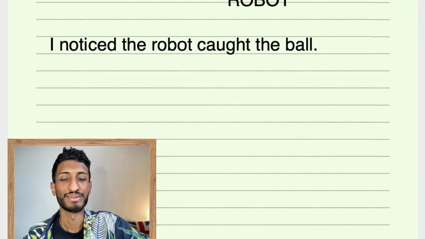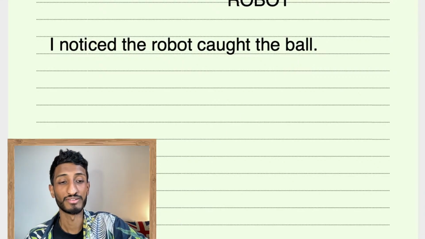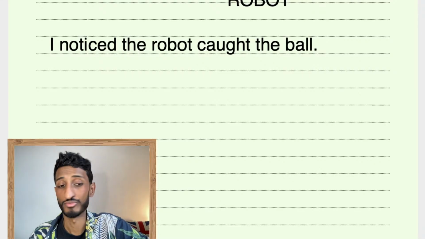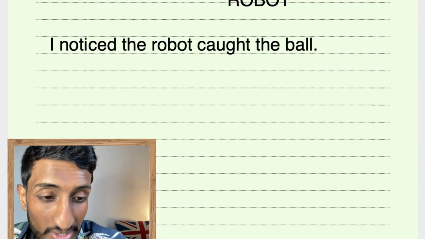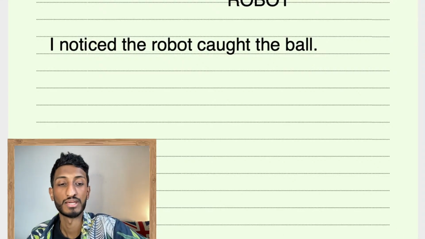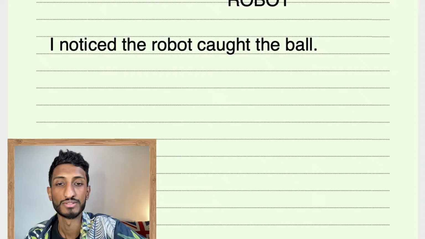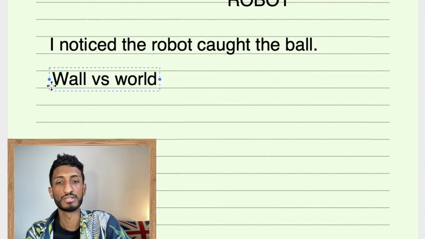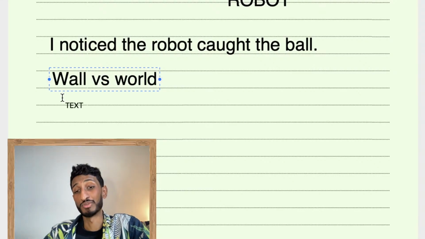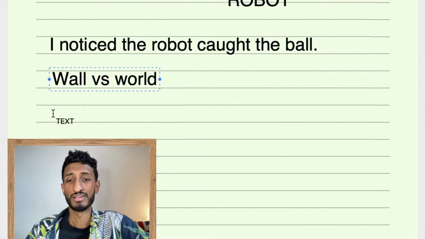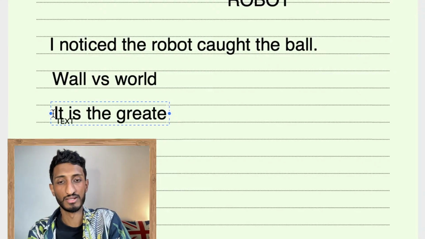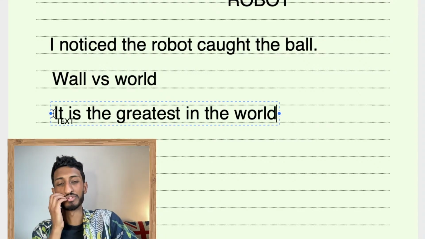Okay, so we've got a couple of words from SDF. SDF, I really hope I'm pronouncing your name correctly. I don't know if that's just a username, but we have world and wall. SDF says that wall versus world, they sound similar. And do you know what? I completely agree. Actually, we could say it is the greatest. Do you know what? You're so right.